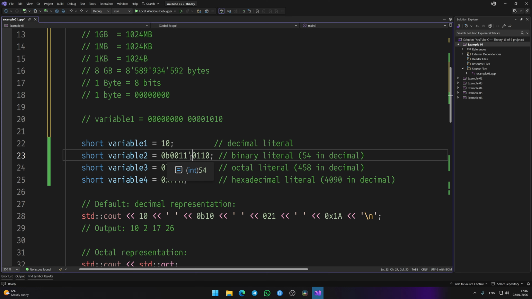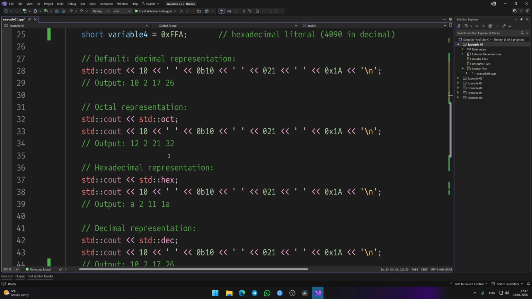You can also use a single quote to visually separate groups of digits. It doesn't affect the number's value in any way, it's just for readability. By default, numbers are printed to the screen in the decimal system, but you can also output them in other numeral systems. I'll explain how to do that a bit later.